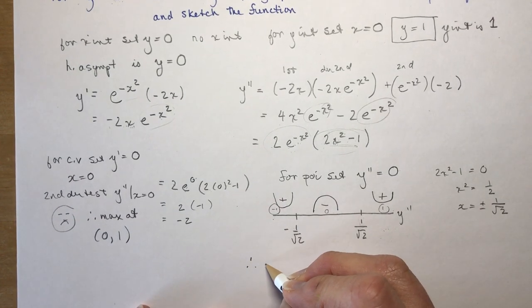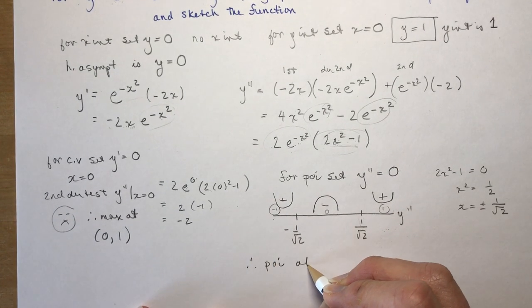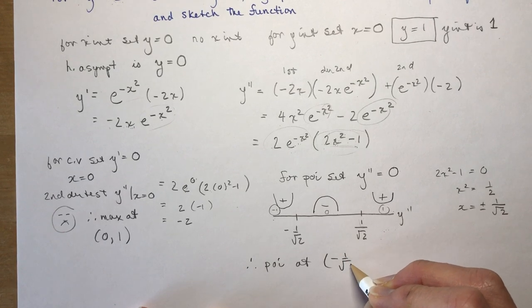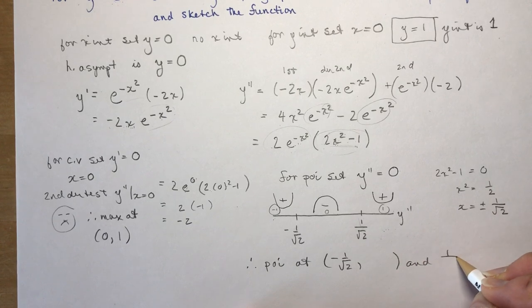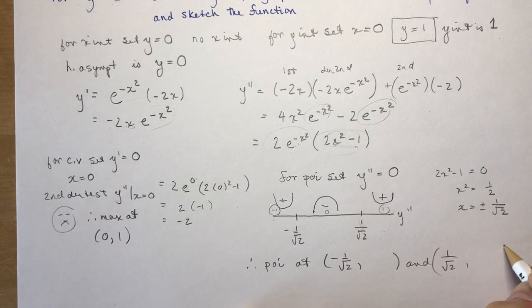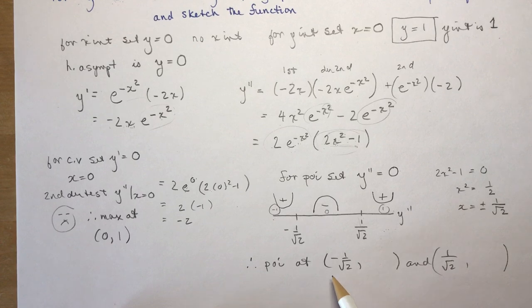So that means we have points of inflection at minus 1 over root 2, and I need the y-coordinate, and 1 over root 2, and I need the y-coordinate. Now remember that when you go to find the coordinates, you must plug them back into the original function. So when x is equal to plus or minus 1 over root 2, because I'm squaring, my function is y equals e.